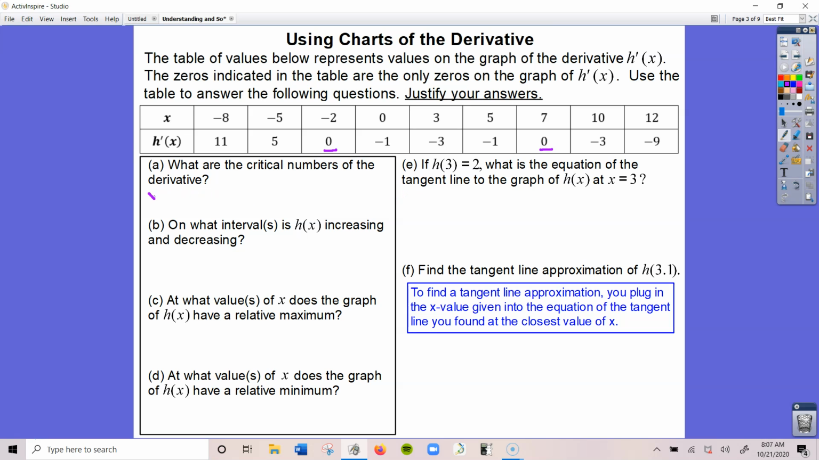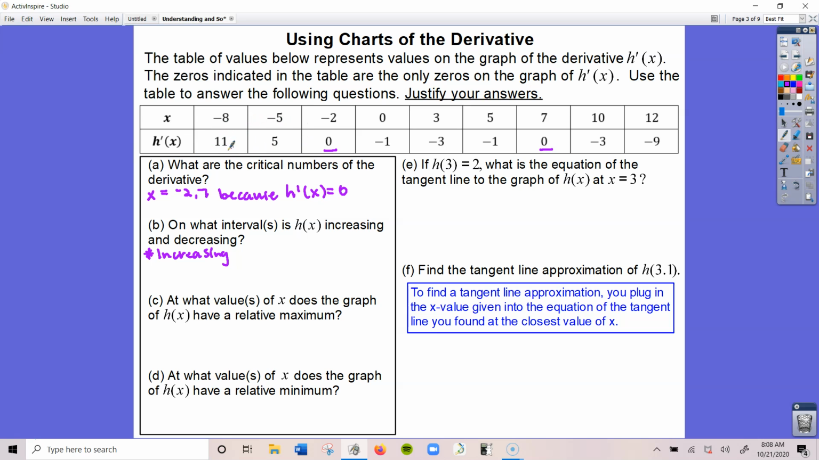So my critical numbers are x is equal to -2 and 7 because h prime of x is equal to 0. Now we're going to look at on what intervals h of x is increasing and decreasing. First of all, the function is increasing when the derivative is positive. Remember, when we're writing our intervals, we're always using just the critical numbers.